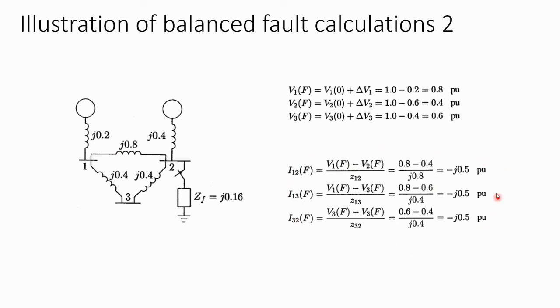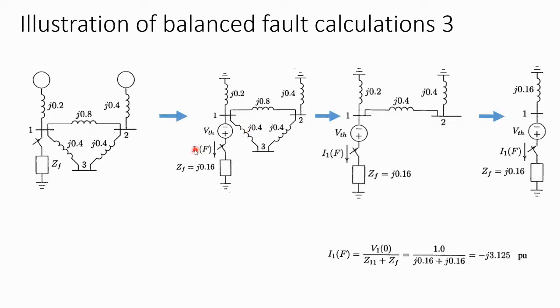And these are the final currents due to the fault happening at bus 2. Just now we demonstrated the fault that is happening at bus 2. Now we're going to demonstrate the analysis of a fault happening at bus 1.